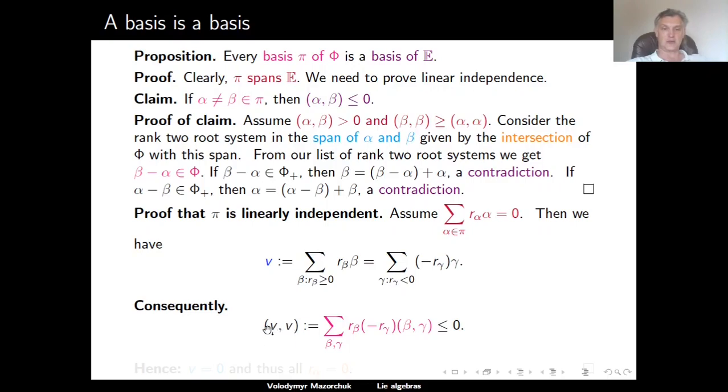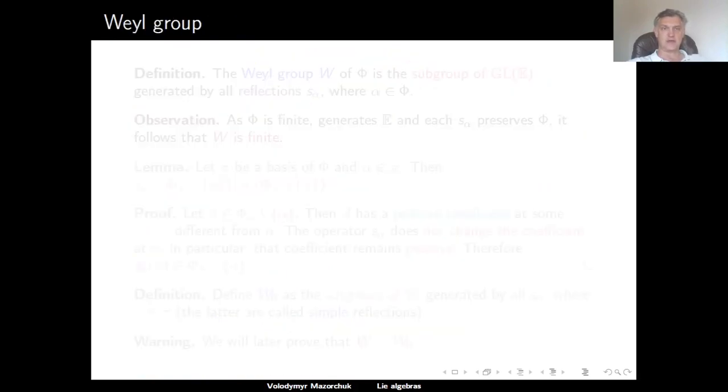But this is a scalar product of the vector with itself, and our scalar product is positive definite. This implies that v must be 0. So the only possibility is the scalar product must be 0, which means that v must be 0. And if v is 0, then in this expression, all coefficients r beta must be 0. If any of them is non-zero, the scalar product of this vector with omega is non-zero. So this proves the linear independence of elements in the basis, and hence shows that the basis of a root system is necessarily a basis of our Euclidean space. Now let us talk about the Weyl group.